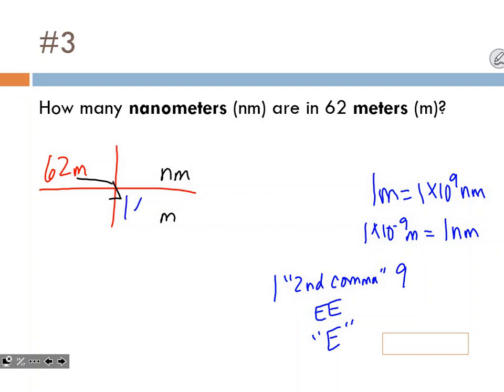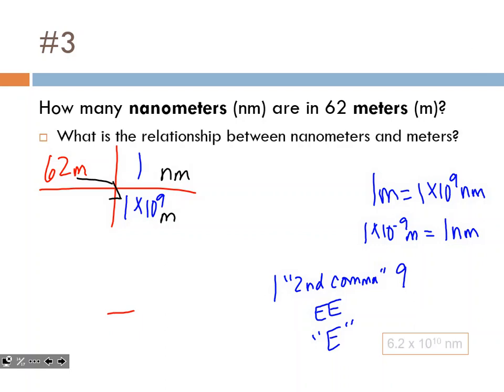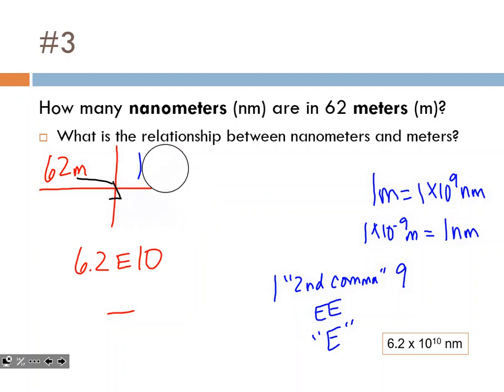So I'm going to do it this way. 1 times 10 to the 9th equals 1 nanometer. What your answer will look like when you punch it in there, at the end, you're going to get 6.2, but it's going to be E, and then it's going to say 10, right? Oh, I put that in the wrong spot, sorry. Thank you for nobody telling me, but we're going to fix that real quick. 1 times 10 to the 9 nanometers equals 1 meter.